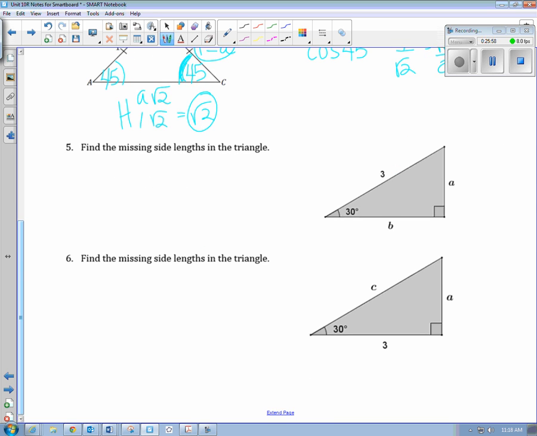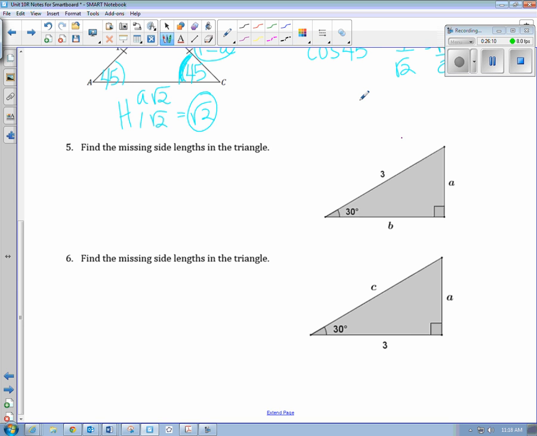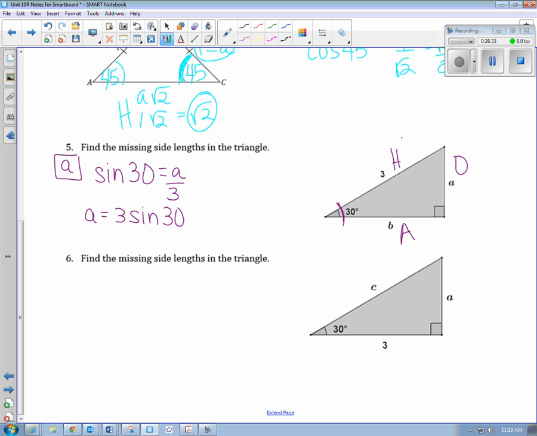For question number 5, it says find the missing side lengths of the triangle. I'm being asked to find both side A and side B. So with respect to my 30-degree angle, this is the opposite, the hypotenuse, and the adjacent. If I'm finding the missing side length A, I'm going to do the sine of 30 equals A over 3. So A equals 3 sine 30, which means that A is equal to 1.5.